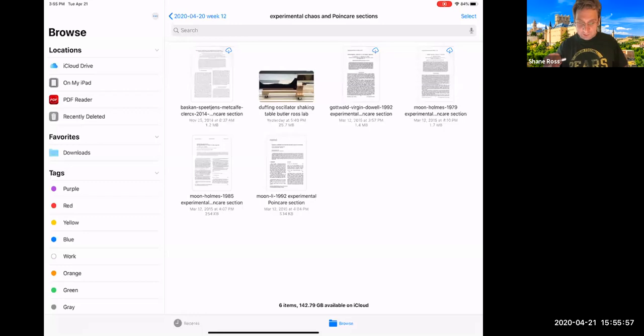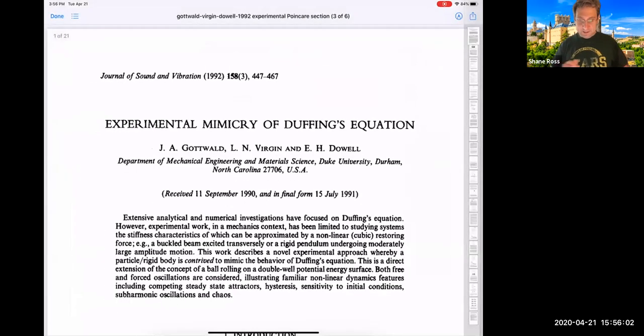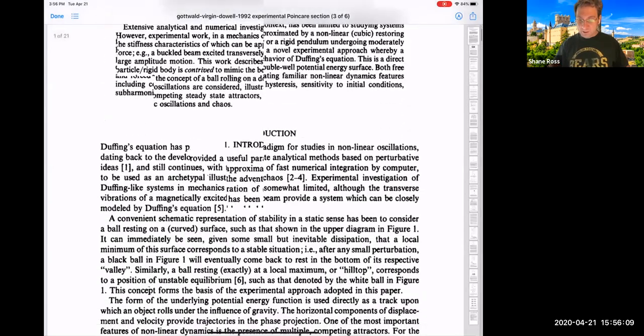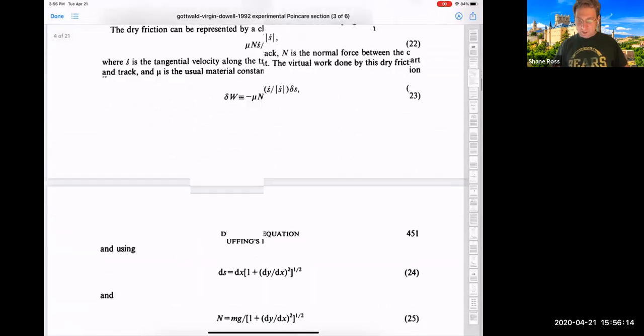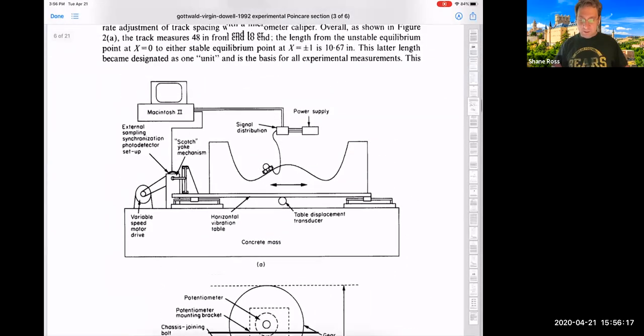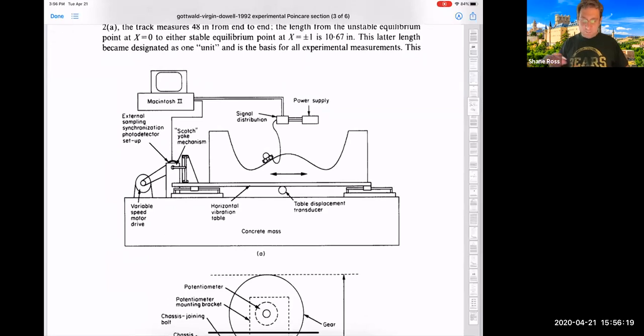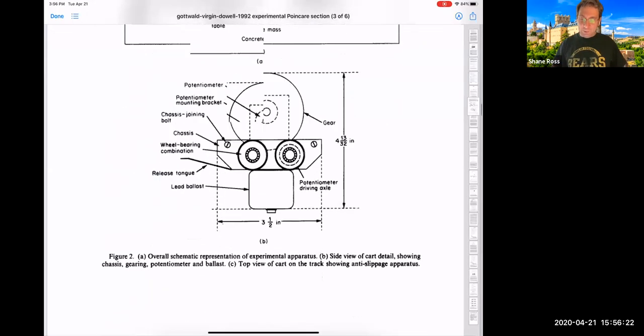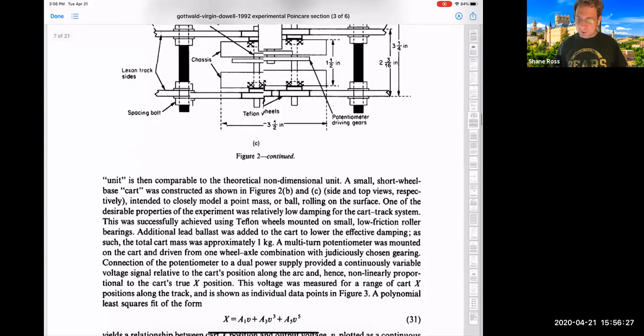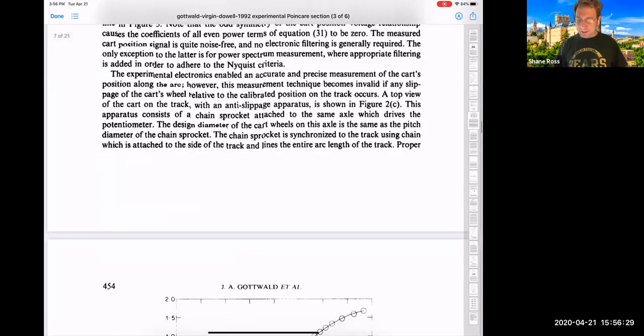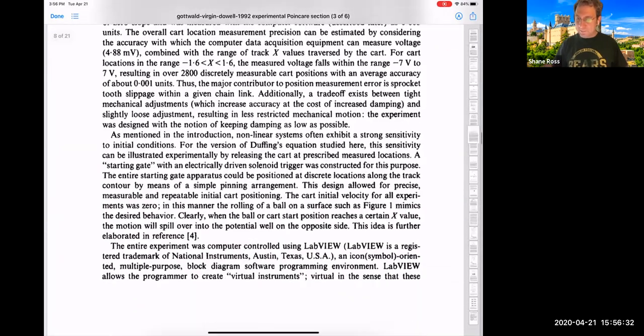But other people have looked at similar things. I have a friend at Duke with an experimental mimicry of Duffing's equation. And look, this is 1992. That's ancient history. None of you were probably even born then. There's some stuff about the governing equations. I put all this in the Google Drive, I think, too. So they did it fancier, but I wasn't looking for fancy. I was just looking to have something cool to show. We were going to do some experiments with that, but other things got in the way.